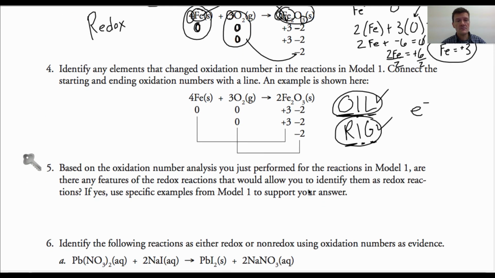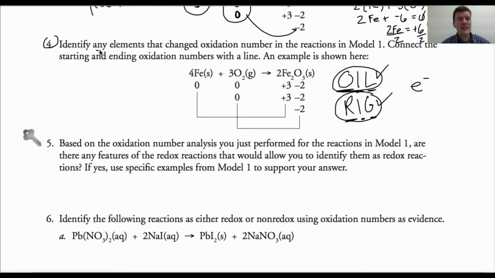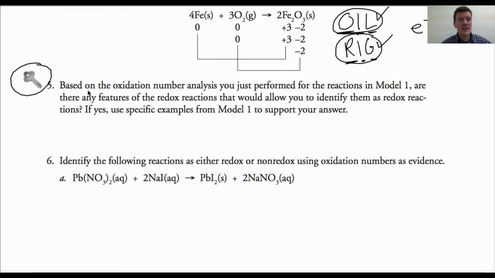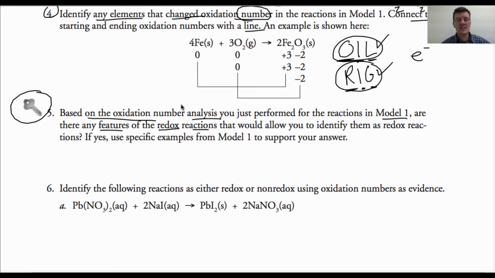Okay? All right, so we did all of those oxidation numbers, and now it says here in step 4, identify any elements that change oxidation numbers, and we already did that. Connect the starting and ending oxidation numbers with a line, and I did that for you. Here's a key point. Based on the oxidation number analysis you just performed for the reactions in Model 1, are there any features of the redox reactions that would allow you to identify them as redox reactions? In other words, what are you looking for to identify if you have a redox reaction? And it's real simple. If you have a change in oxidation numbers.